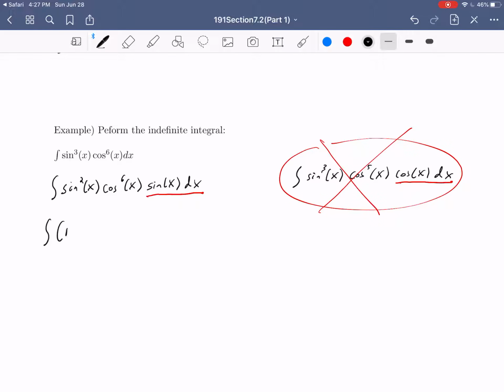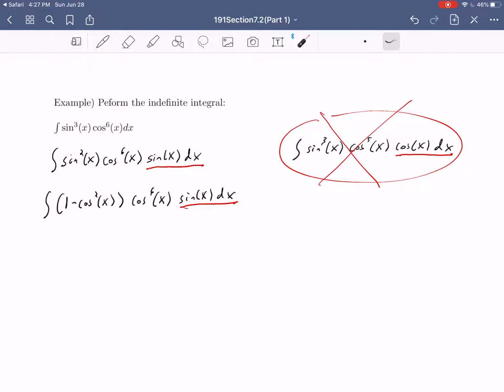We can think about this as 1 minus cosine squared, cosine to the 6x, sine x dx. And again, I'm going to keep underlining this to remind us we're not going to mess with this at all. We're saving this to basically be a catalyst for our u substitution. Now notice if we multiply this out, everything's going to be in terms of cosine, which is great. So that's the integral of cosine to the 6x minus cosine to the 8th x, all times sine x dx.